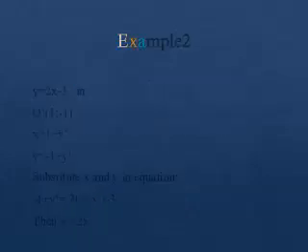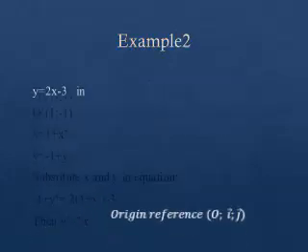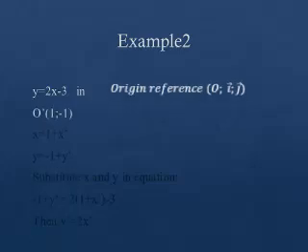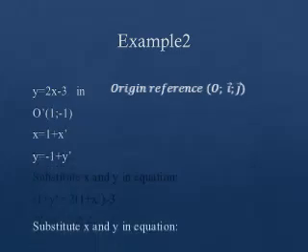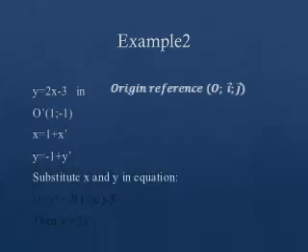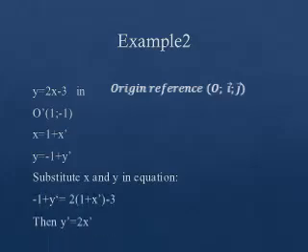Another example I have. We substitute x and y in one equation, so you will get y prime equal to x prime. This is the equation of a straight line. How do we translate it in the new system?